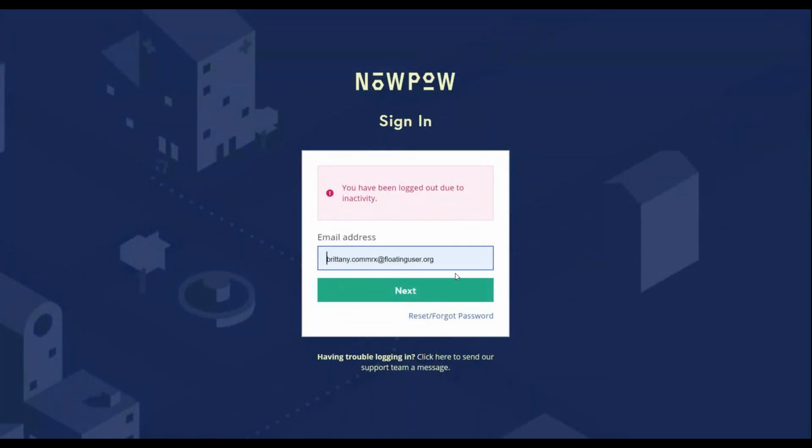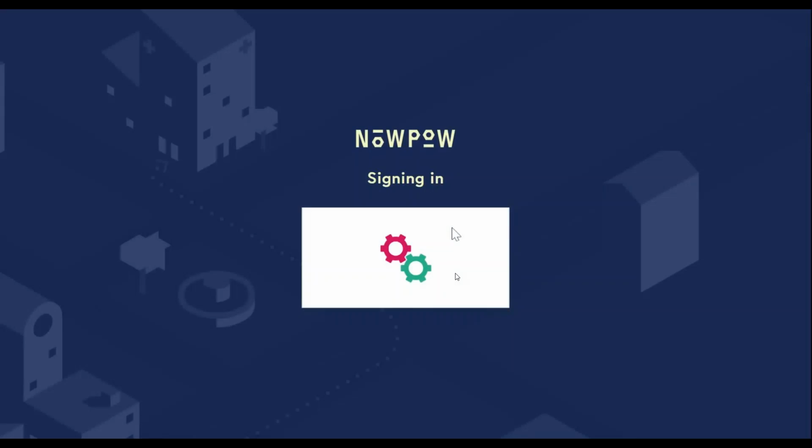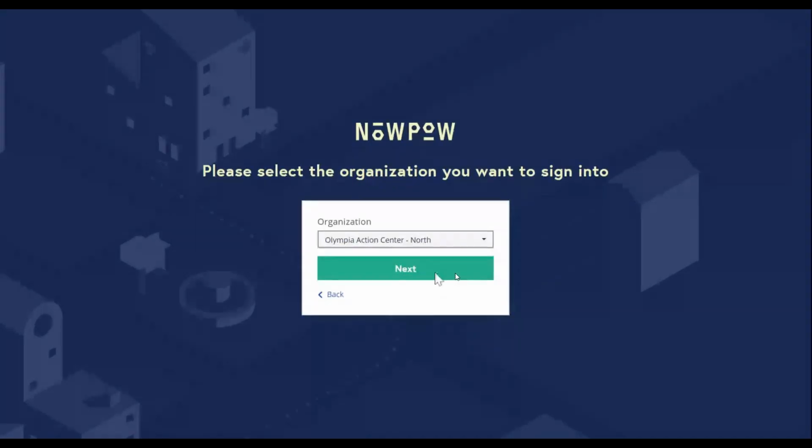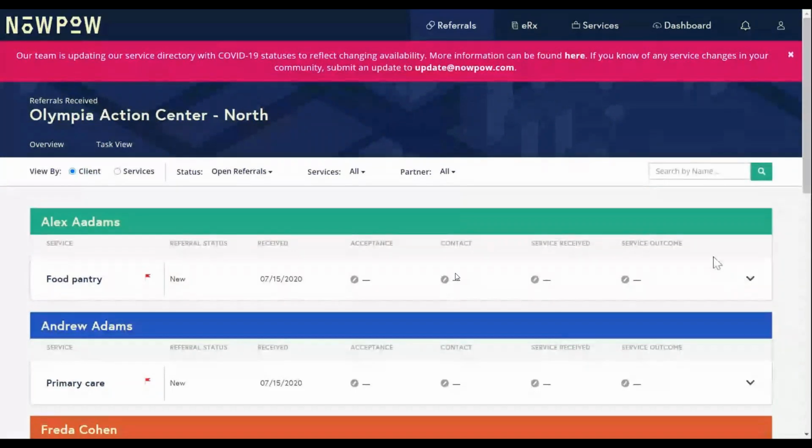Yes. Okay. So when you're signing on to the platform, you'll have your username and your login information. I'm going to sign into one of our demo accounts so I can show you what it will look like on your end. When you sign in here, you'll have your top tabs, which are your referrals, your ERX, or electronic prescription as we call it, which is the resources and referral that you would send to your client, and then your services, and then dashboard, which is where you would have all of your information on how many referrals you received and things of that nature.